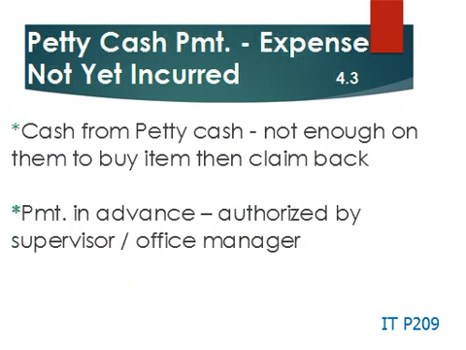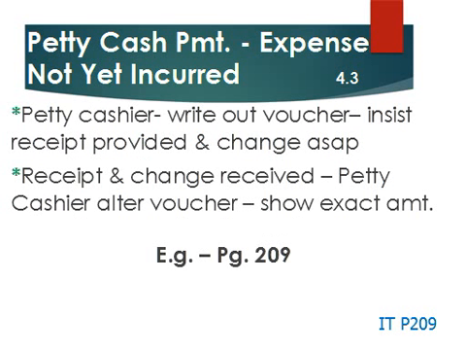An employee may need cash from petty cash to buy something for the company, but does not have enough cash on them to buy the item and then claim it back from petty cash. The payment that is taken in advance needs to be authorized by a supervisor or an office manager. The petty cashier will then write out a voucher, and will insist the person taking the cash gives a receipt and the change back as soon as possible. Once the receipt and change are received, the petty cashier will alter the voucher to show the exact amount of the payment. For an example of what the vouchers in that process would look like, see page 209 of your interactive text study guide.